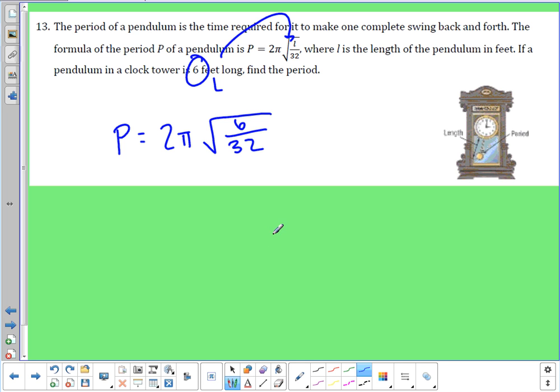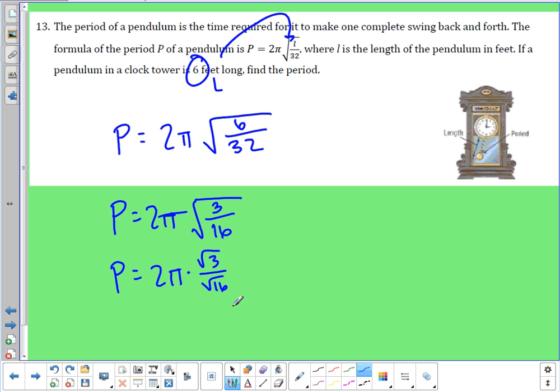All right. So now I need to reduce this. Let's simplify this and see what's happening here. So I've got P is equal to 2 pi. 6 and 32 have a common factor of 2. So I guess I could make that the square root of 3 over 16. Okay, getting better. Then I have 2 pi, square root of 3 over the square root of 16, okay? And nice thing here, square root of 16 is just 4. So this is the same thing as 2 pi times the square root of 3 over 4.